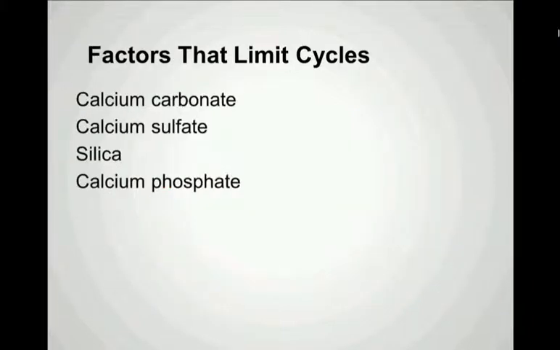What factors limit cycles of concentration? Well, as I mentioned previously, the evaporation effect at the cooling tower tends to concentrate mineral impurities, and if you over-concentrate some of those, you'll end up producing scale deposits in the system. These consist primarily of calcium salts: calcium carbonate, calcium sulfate, calcium phosphate in some cases. In some areas of the country, silica is a limiting factor.